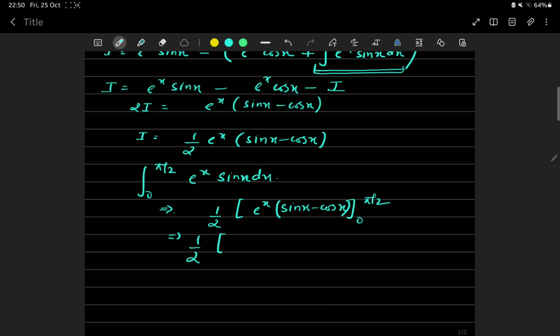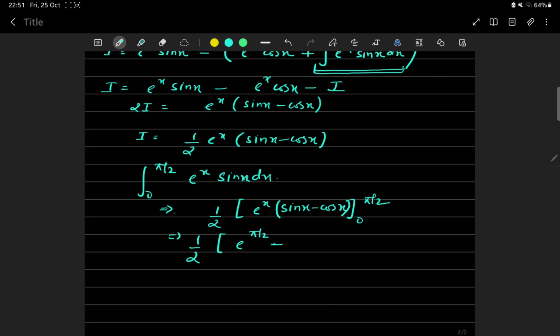Now first we will put the upper limit, so it will become e to the power pi by 2. Now sin pi by 2 is 1, and minus cos pi by 2 will be 0. So this will come out to be e to the power pi by 2. Okay, then we'll put the lower limit, minus lower limit.